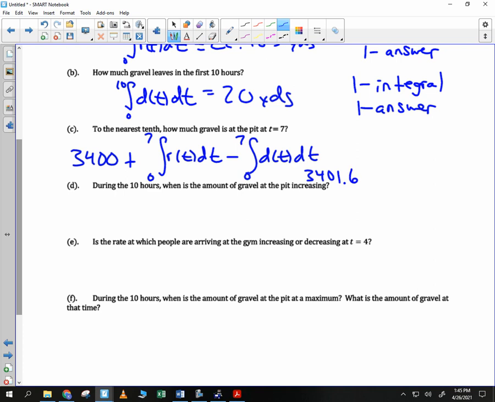To be clear, I asked to the tenth, and they are going to want everything to 3 decimal places. I don't think that they'll mark it wrong. 1 point for using the 3,400. So if you use the 3,400 and added that, you get a point. If you set up the integral correctly, you get a point. So making sure you had R of t dt, and from 0 to 7, and then 1 point for the answer being correct. So you could have gotten 3 out of that.